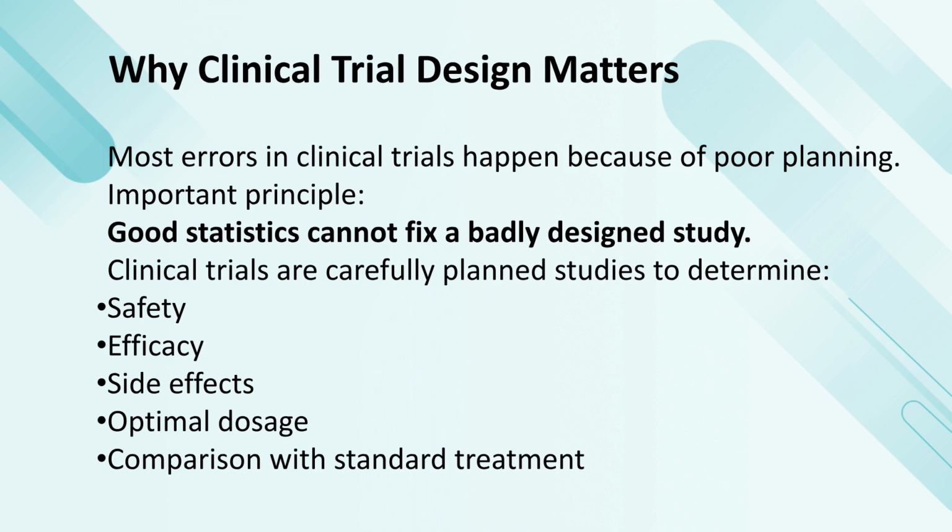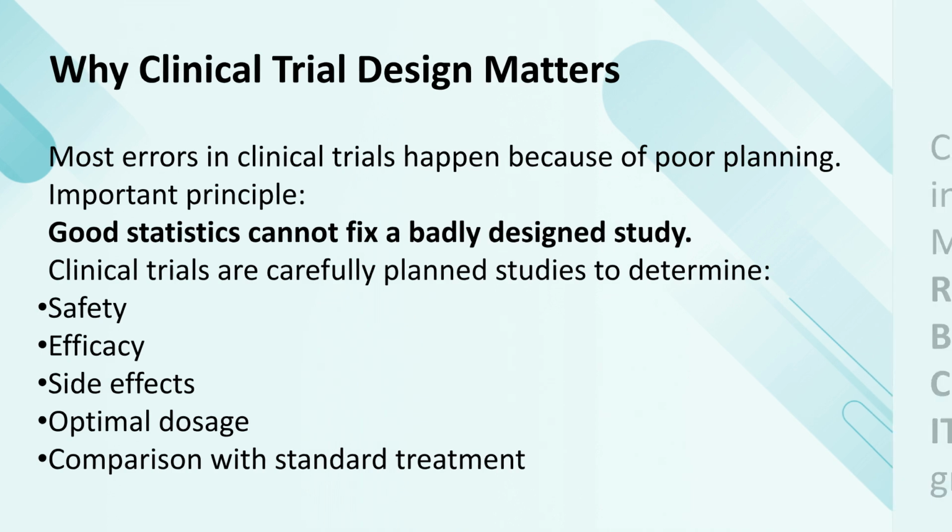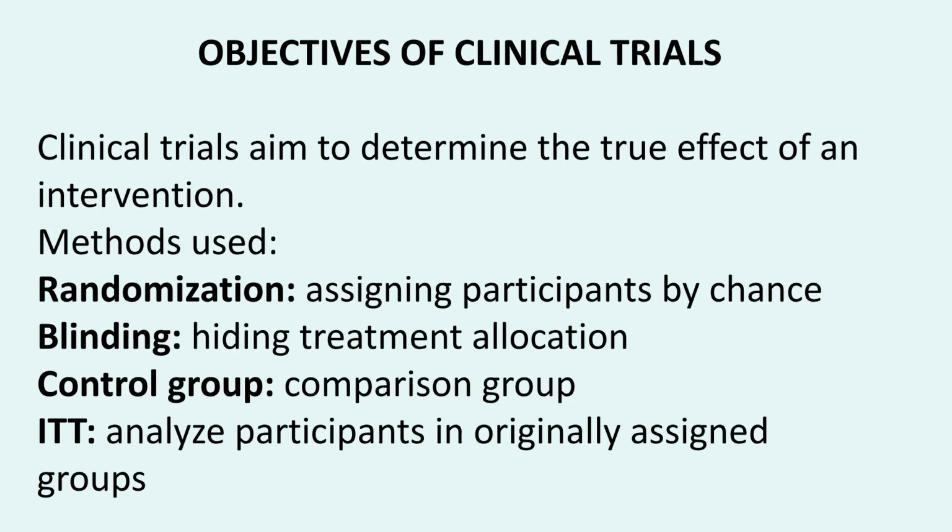Therefore, trials must be carefully planned to determine the drug's safety, efficacy, side effects, optimal dosage, meaning the dose that the drug would give the best therapeutic effect, and comparison with standard treatment, meaning you compare it with the established drug already. Clinical trials aim to determine the true effect of an intervention, meaning you study the current drug's effect. Does it really lower the blood pressure or not? So we have methods in clinical trial.